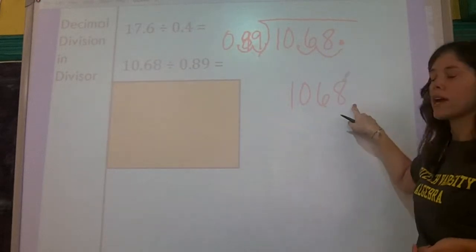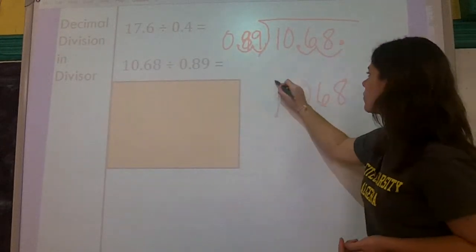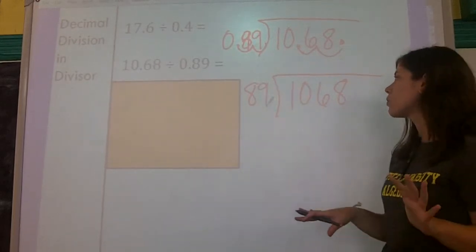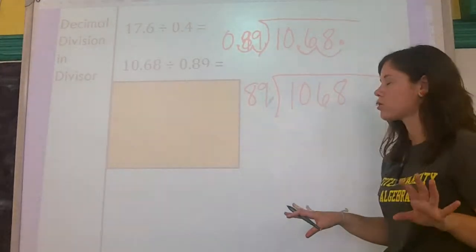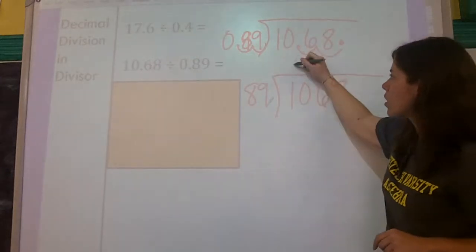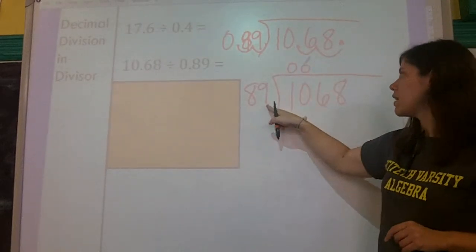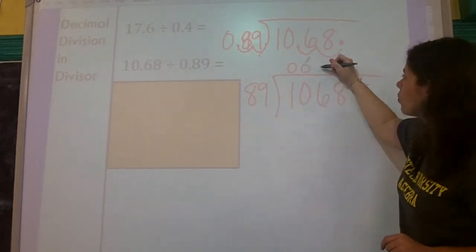1068, remember I have an invisible decimal right here, divided by 89. I think I can get away with not counting by 89s too much. Let's see. 89 doesn't go into 1. 89 doesn't go into 10. 89 goes into 106 one time.